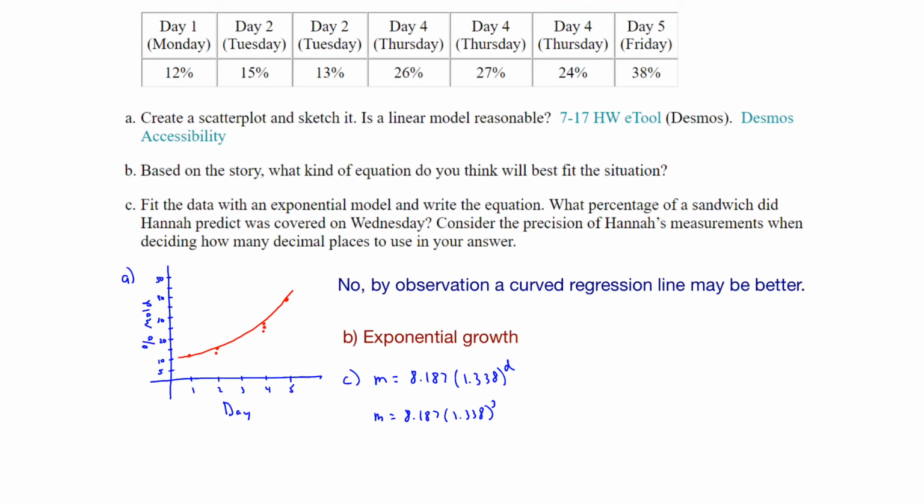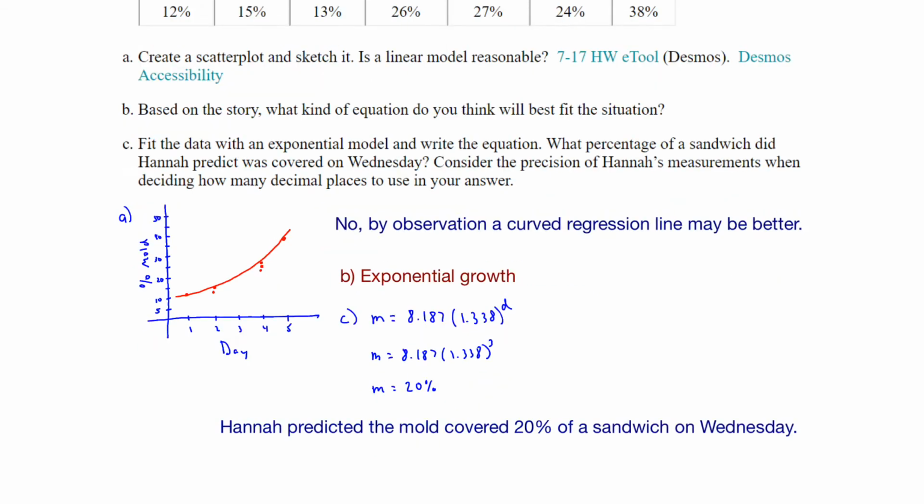And if you calculate that, you will get a mold percentage, and all the percents are rounded to the nearest whole number. So we'll round this to the nearest whole number, and we'll get 20%. So Hannah would predict the mold covered 20% of a sandwich on Wednesday. And so make sure you answer the question, and also make sure that it is a prediction still. It's not something that's exact. Based on the data, Hannah predicted the mold covered 20% of a sandwich on Wednesday.